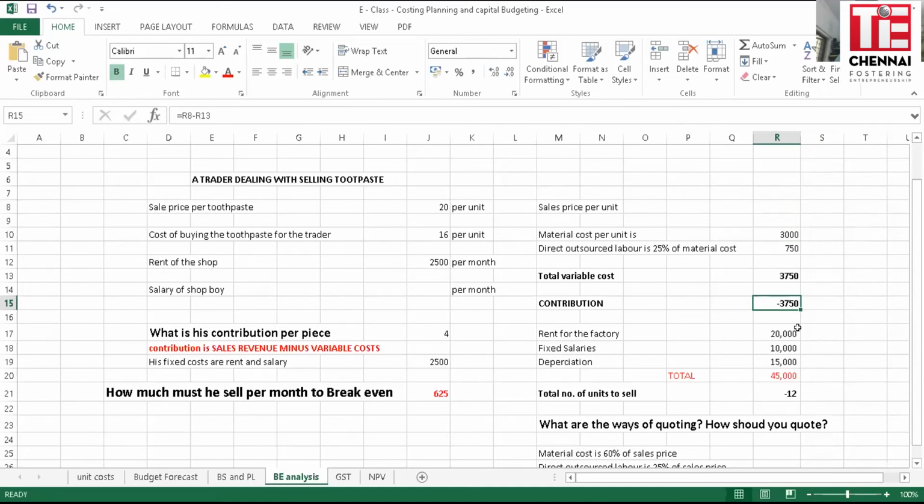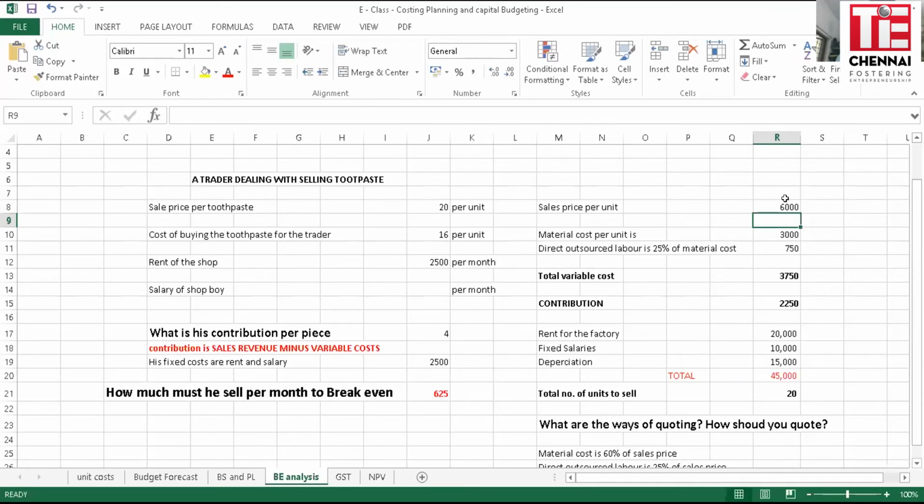Now your rent for the factory is 20,000, your fixed salary is 10,000, your depreciation is 15,000. Let's take it for a year. Simple. Now, how will you cost your product? Unlike here, there is no MRP, there is nothing. When you go back to sale price, you have to keep on toggling. This is what is meant by doing analysis of break-even. So I started with 6,000 because I'd done it before the session.